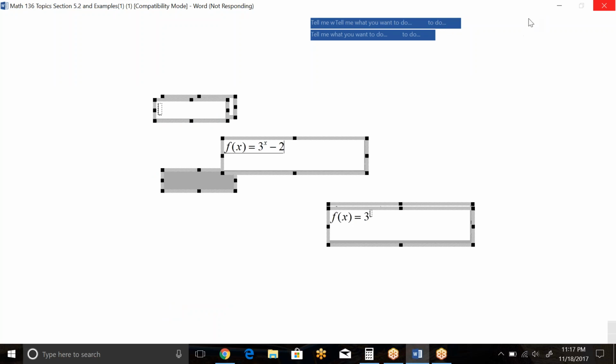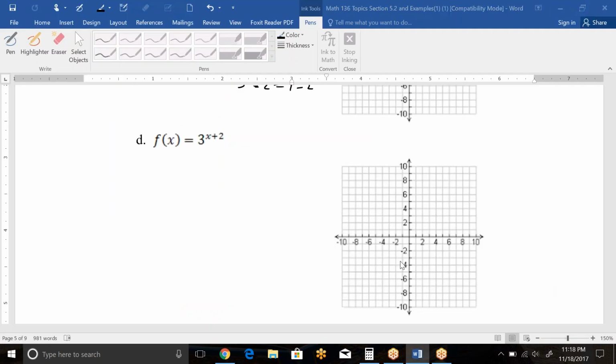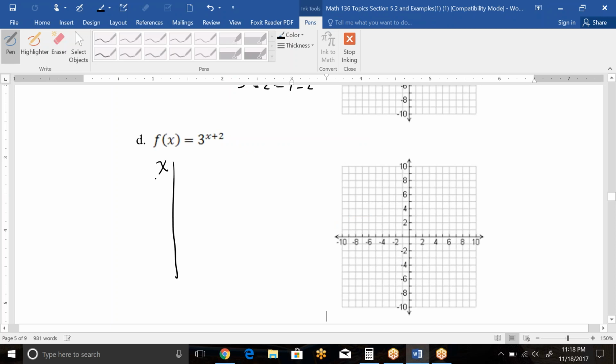Hang on just a second, something weird's happening with the screen. Okay, so I know that a +2 inside here should be doing the opposite. It should be going left 2. So I already kind of know that by transformations, but the problem with doing a table on this one is that you never want to do -2 to 2 if something complicated is happening in your exponent. This is shifting your table.